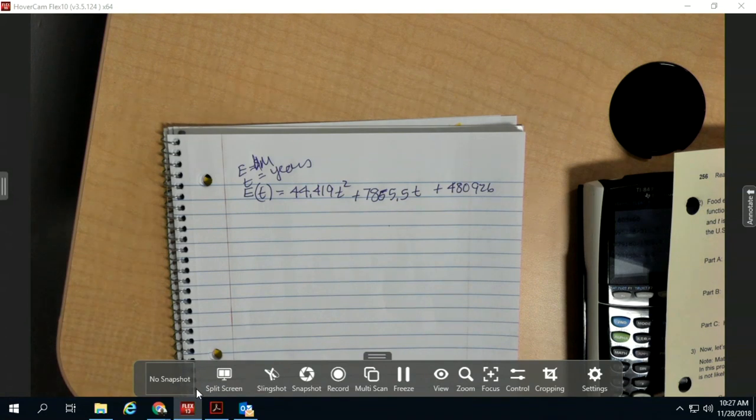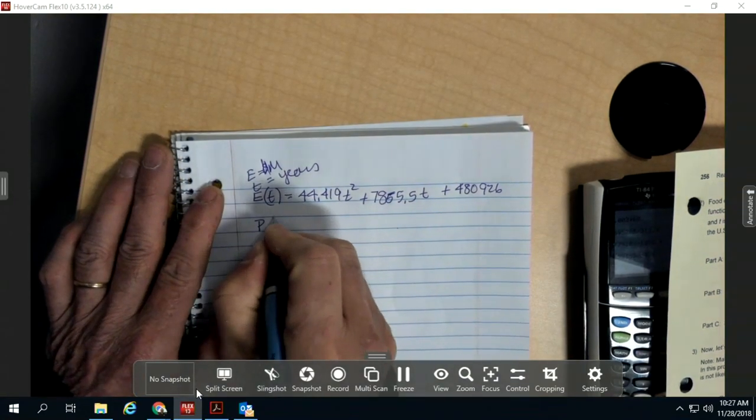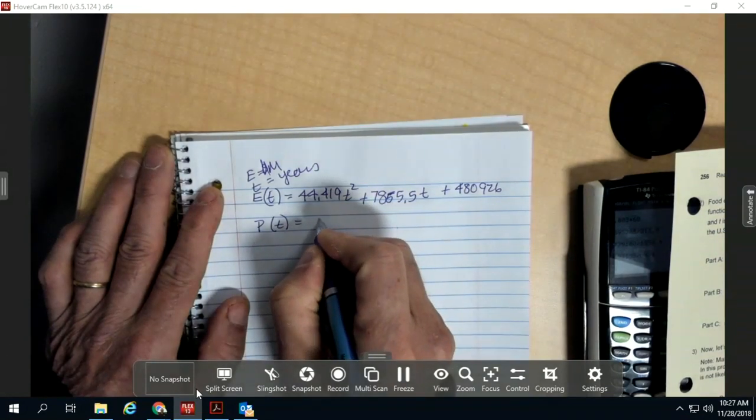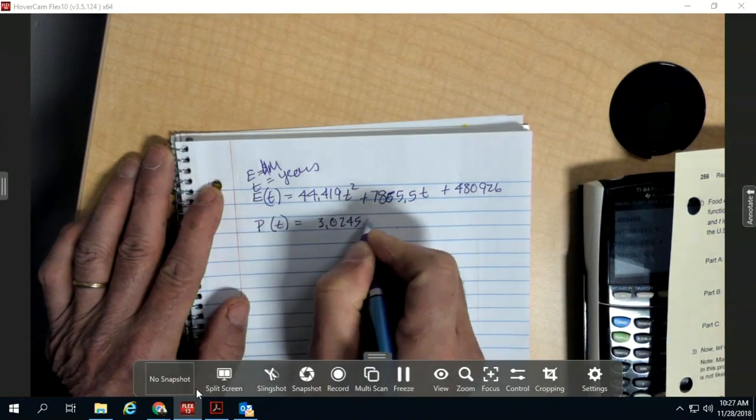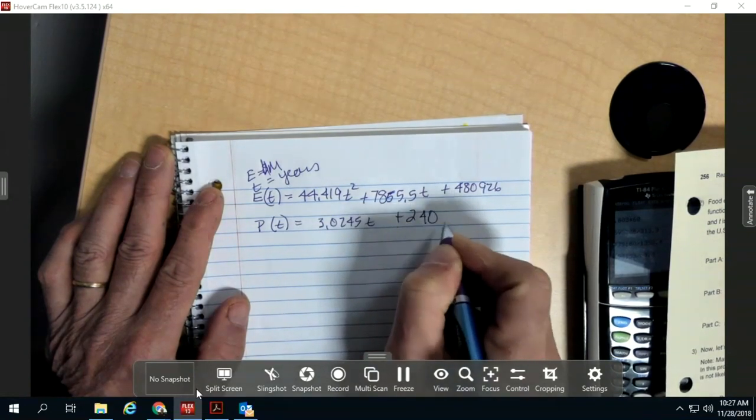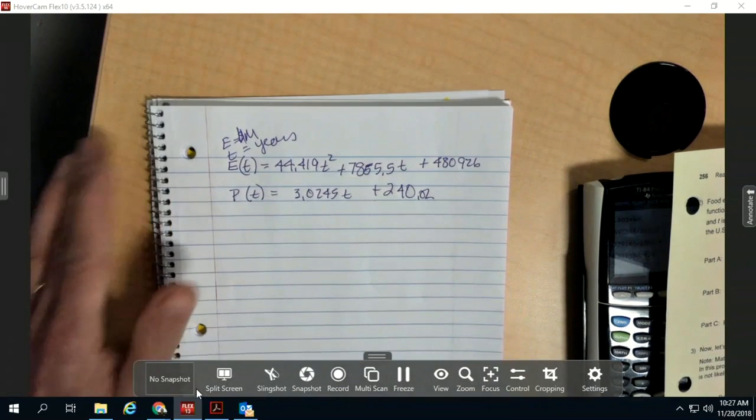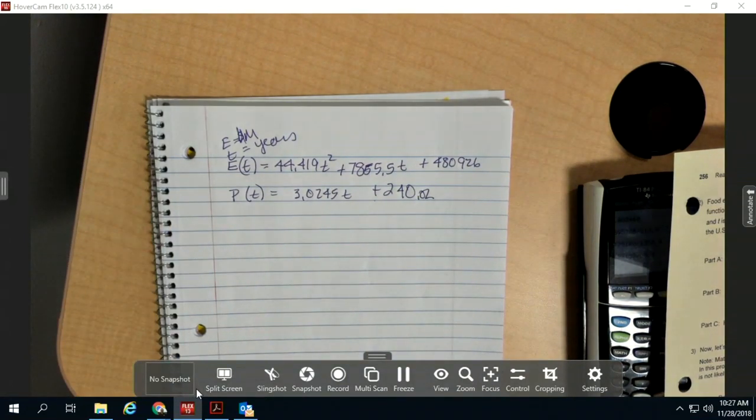For this problem, population as a function of time is 3.0245 t plus 240.02. So in 1988, there were 240 million people in the United States, and it grows by about 3 million per year. Food expenditures grow by about 7,855.5, or $7,856 per year.